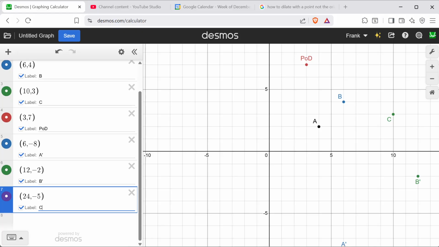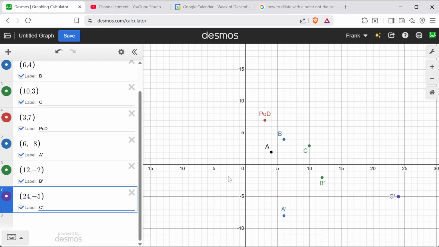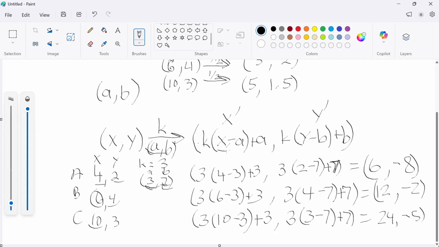Remember, this was an expansion because k was bigger than 1, so it's whoop, and I can see this. So see here, A, B, C, and there it is. It's whoop, getting bigger and bigger as it moves away from the point of dilation. So that's how it's done. k times (x minus a) plus a, and k times (y minus b) plus b is when I want to dilate it in reference or with relation to a point AB. And that's it.